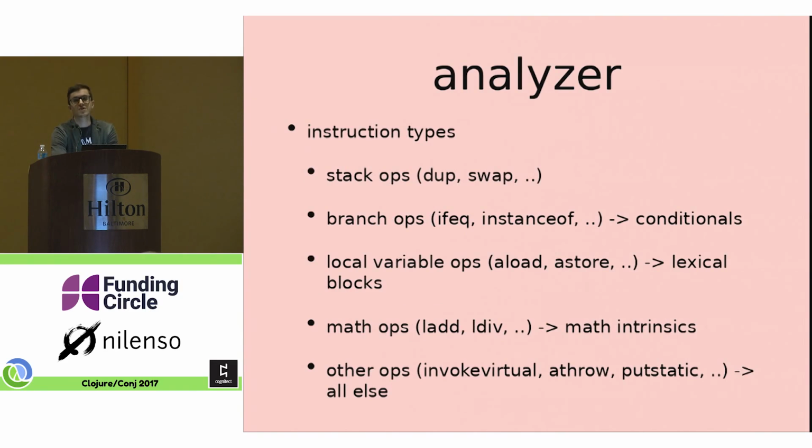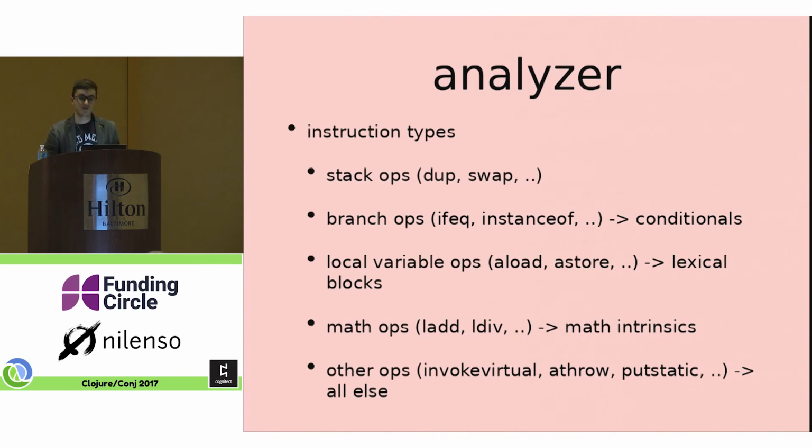The processing of instructions is a bit different for different instruction types. For stack operations like swap or dup, we execute them as if it was a real virtual machine, so we take the value that's on the top of the stack and just replace it. For branch operations like instanceof or IFEQ, we know that this means that we're at the starting point of a conditional expression in Clojure, like an if or a case statement. That's going to help us know that we have to produce an AST node representing that.